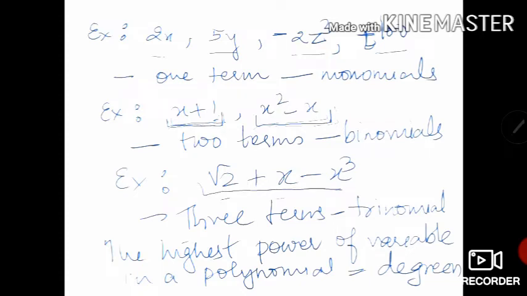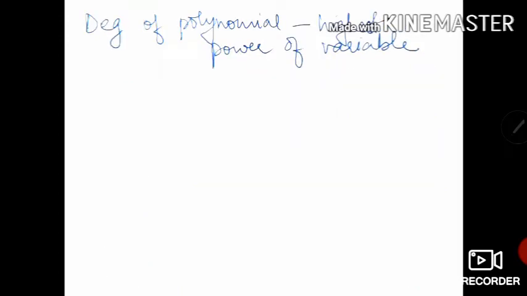Can you find the degree of this polynomial, root 2 plus x minus x cube? The highest power is 3. Therefore, the degree of this polynomial is 3. Based on the degree of the polynomial, we can divide polynomials into different types. x plus 1 has degree 1. Then this polynomial will be called a linear polynomial.